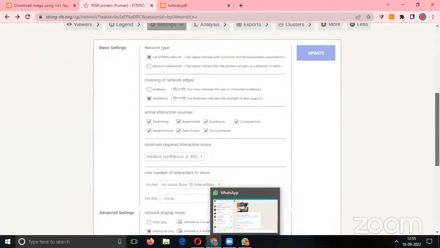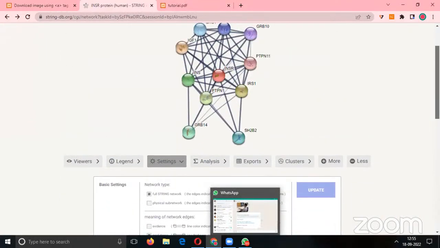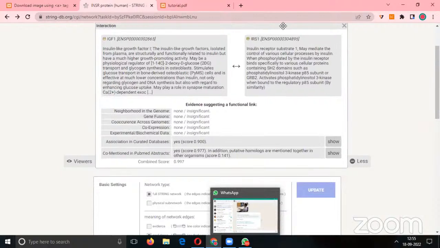Now it asks which type of evidence shows the highest confidence score. See, association in curated database gives a confidence score of 0.9, whereas co-mentioned in PubMed abstracts, that means previously published papers, the confidence score is 0.97. So it is this evidence which contributes so much to the confidence score, which is 0.97.